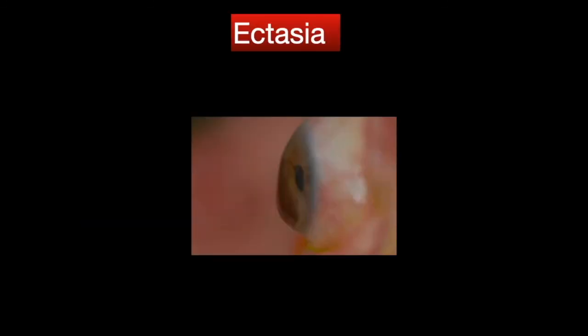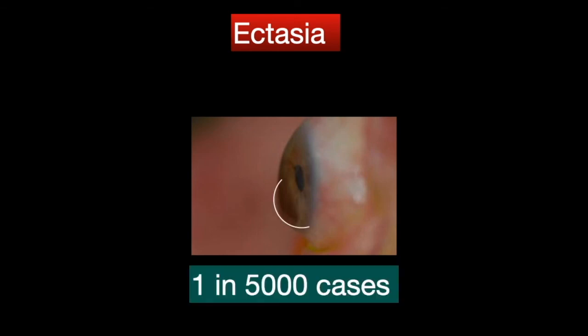Ectasia of cornea. This is a post-LASIK or a post-PRK ectasia. It is nothing but bulging of a portion of the cornea over a period of time. Now, this is the rarest of rare possibilities, and it can happen in 1 in 5,000 procedures. Now, as you can see from the figure, there is a bulge in the cornea as shown by the line. This condition would need intervention.